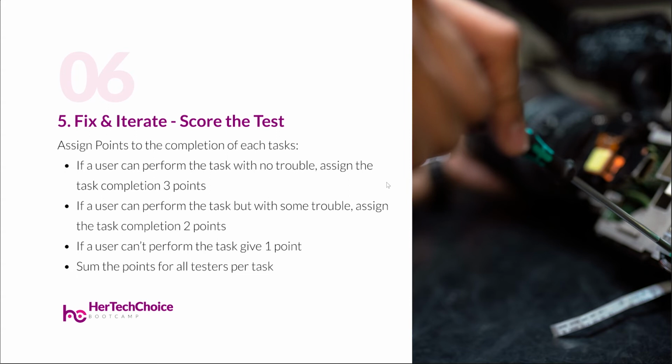If a user can perform the task with no trouble, assign the task completion 3 points. If a user can perform the task but with a little bit of trouble, maybe here and there they can't find this button, they can't do this, you need to assign the task completion 2 points. If a user can't perform the task at all, you just give 1 point. Then you sum up points for all the testers per task. I'll show you in the next slide how that works.